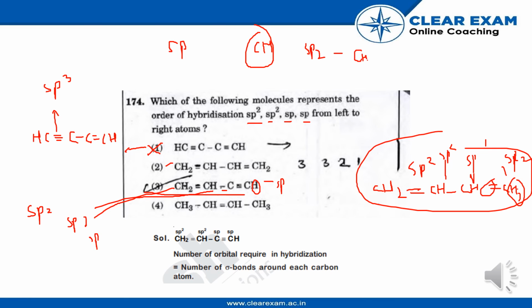This is very simple. This is a very quick question which you can crack in NEET. Then in CH3 this is sp3 hybridization because there are three bonds attached. We just need to identify the carbon by its bonds and we can find our solution simply.